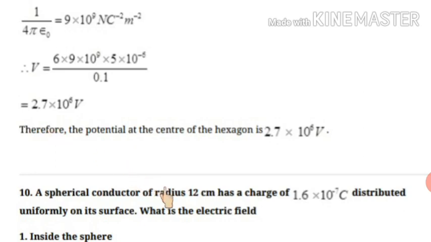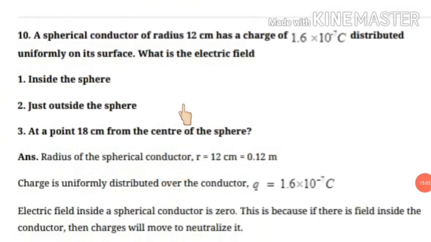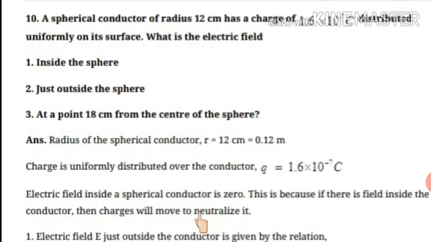Okay. Next we have a spherical conductor of radius 12 centimeter that has a charge, distributed uniformly on its surface. What is the electric field inside the sphere? So 12 centimeter is the radius of that spherical conductor, which we convert into meters. So it will be 12 by 100, that is 0.12 meter. The charge is given this much. Now the first part is inside the sphere. Now we know this thing: inside the conductor, electric field is 0. So what is the answer? The answer will be 0. The electric field inside the sphere will be 0.